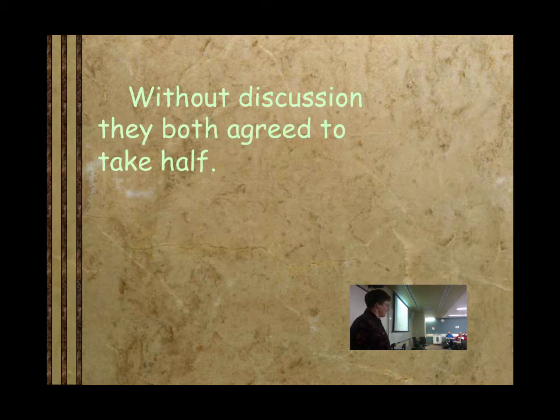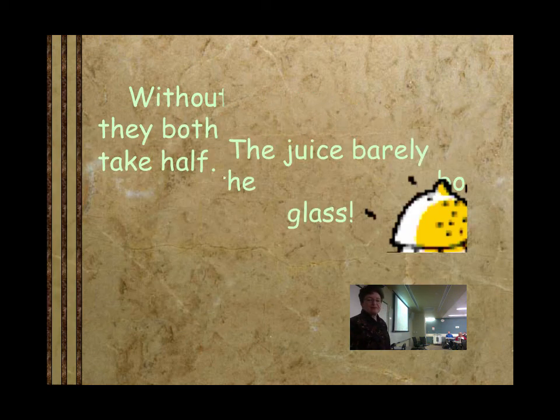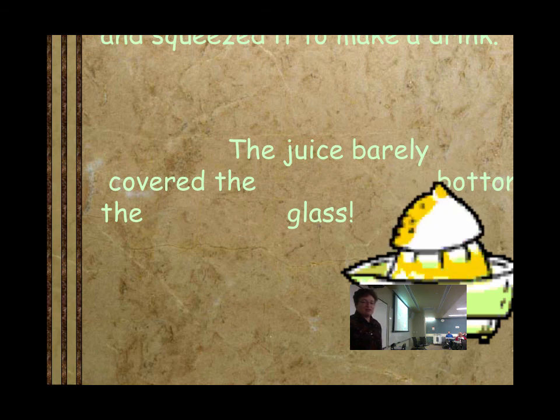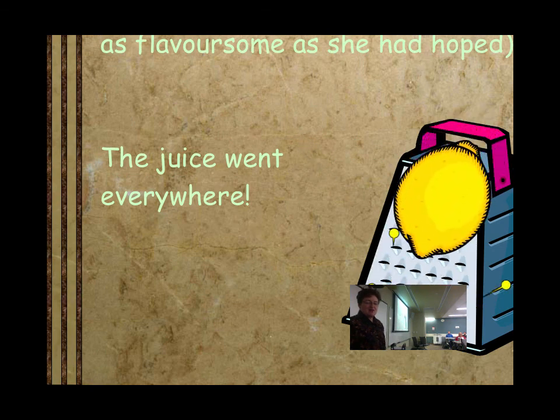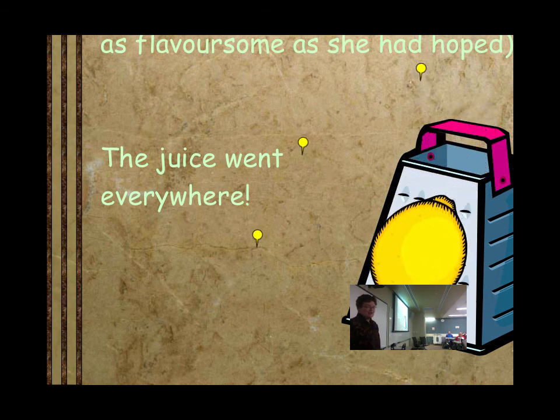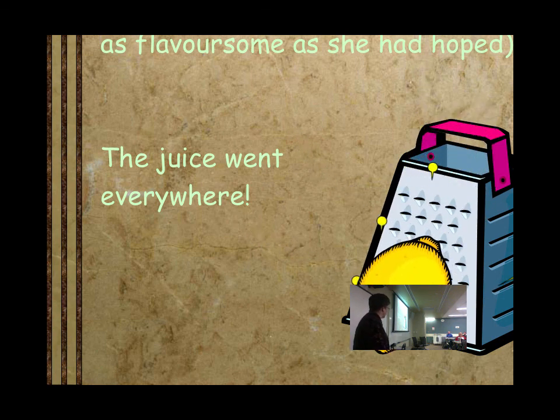They chopped the lemon in half. And they'd agreed to that. So the woman took her half of the lemon home and she squeezed it to make a drink, but the juice was barely enough to cover the bottom of the glass. And the other woman took her half home and she grated the rind to make lemon-flavored cake, but it really didn't have enough rind to make it very flavorful, and the juice was just everywhere.